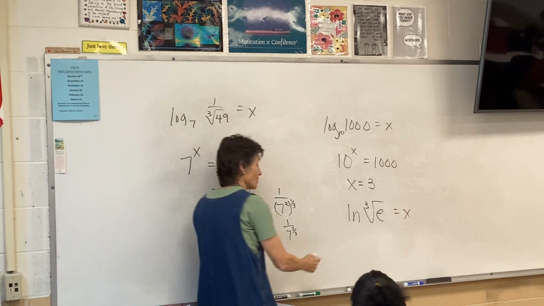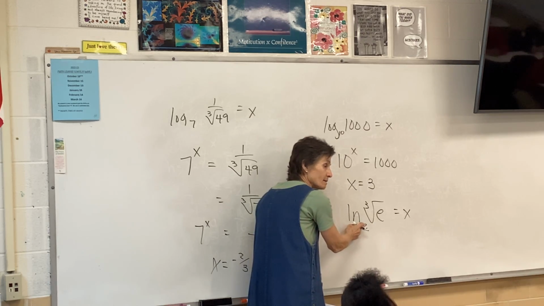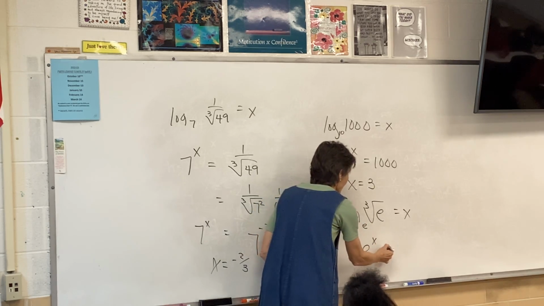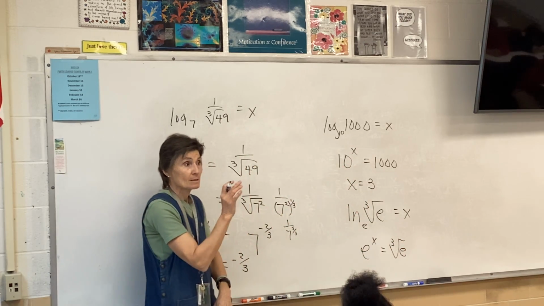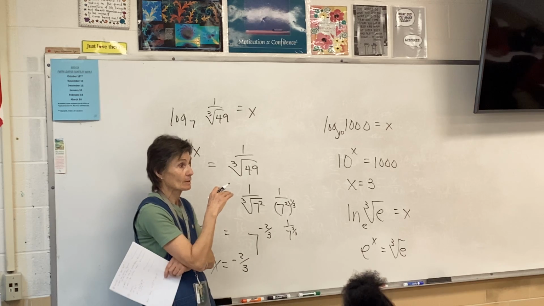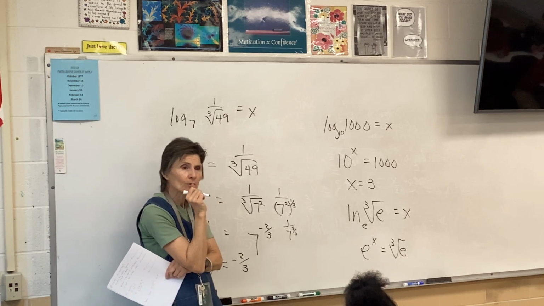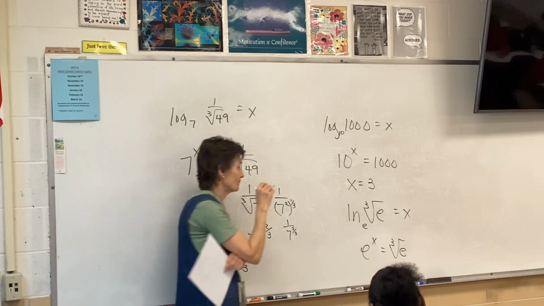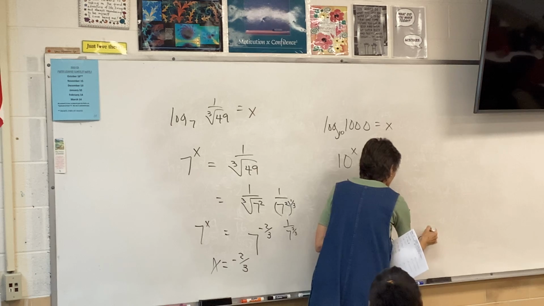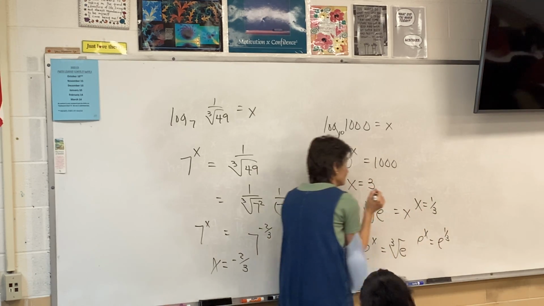That's log E. So I'm not going to rewrite it. I'm just going to put an E here because that's the base. So e to the x equals the cube root of e. Does that make sense to you? Well, what exponent is a cube root? I just told you. 1/3. So e to the x equals e to the 1/3. So x equals 1/3.